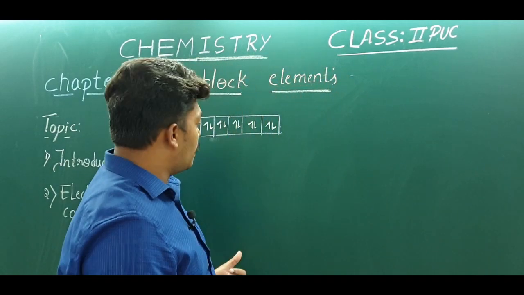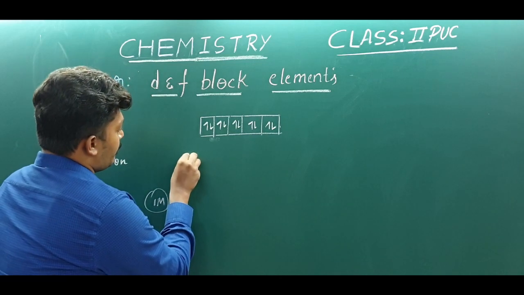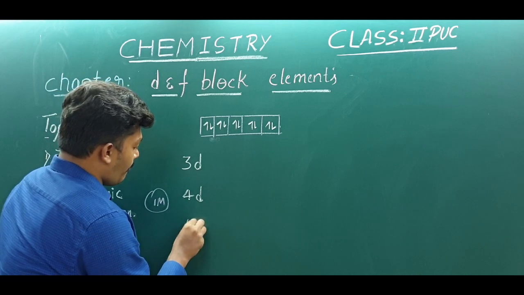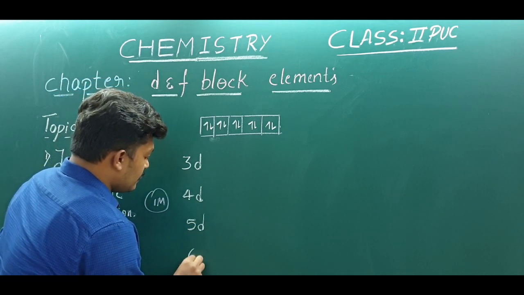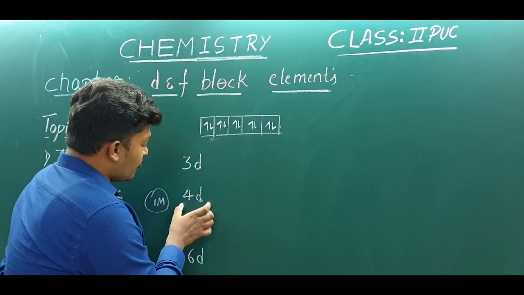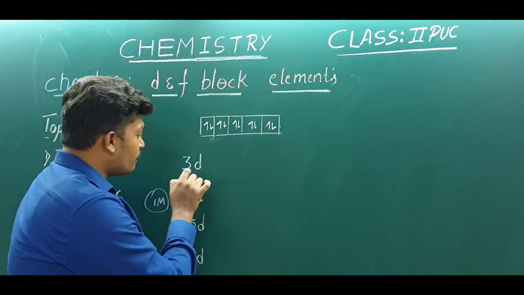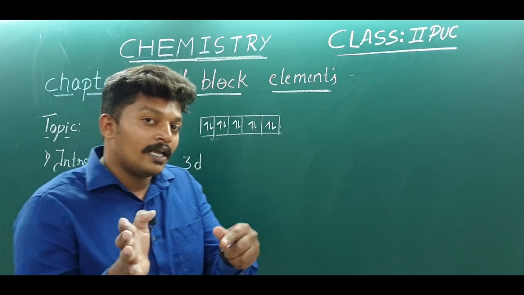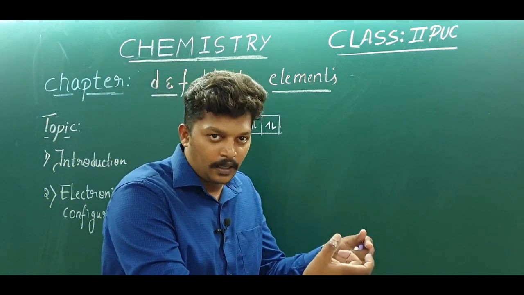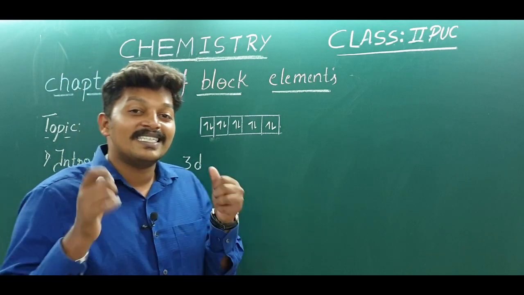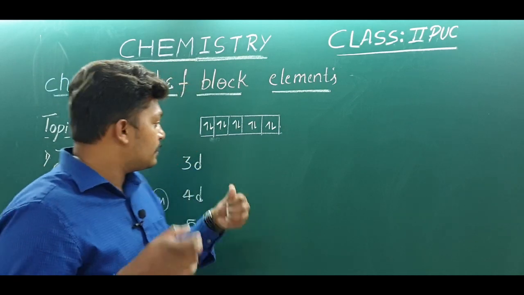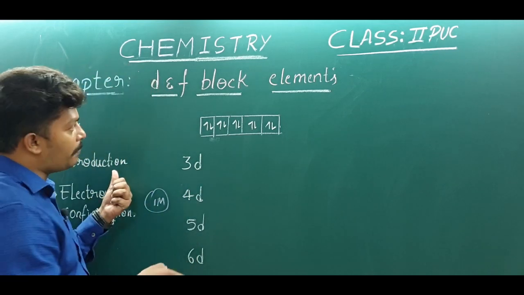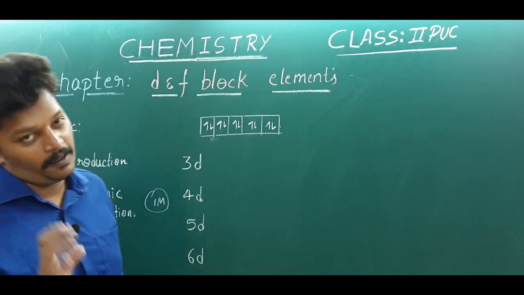In the D block we have different series like 3D series, 4D series, 5D series, 6D series. First and foremost, in this chapter we are concentrating only on 3D most of the time. In 3D there are 10 elements. Before going to the elements, let me tell you the introduction part of D block elements.